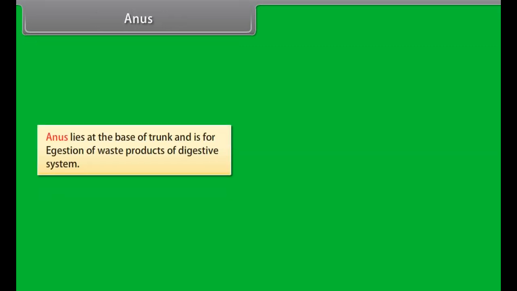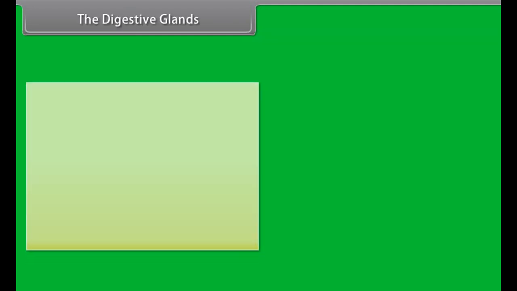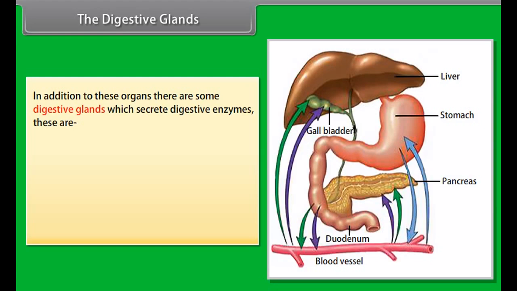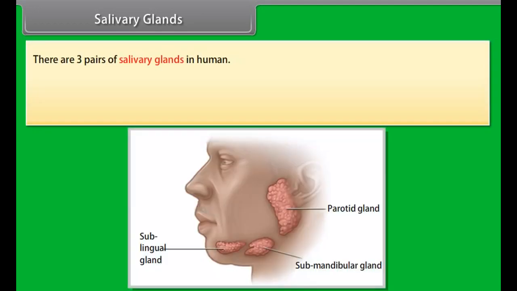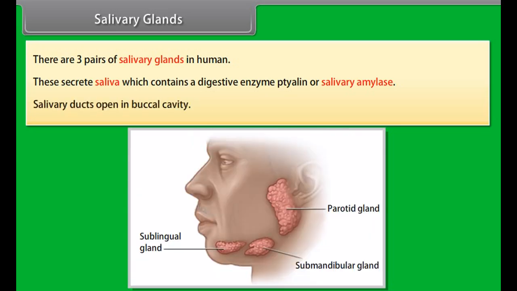Anus. Anus lies at the base of trunk and is for egestion of waste products of digestive system. The digestive glands. In addition to these organs, there are some digestive glands which secrete digestive enzymes. These are salivary glands, gastric glands, liver, pancreas, intestinal glands. Salivary glands. There are 3 pairs of salivary glands in human. These secrete saliva, which contains a digestive enzyme ptyalin or salivary amylase. Salivary ducts open in buccal cavity.